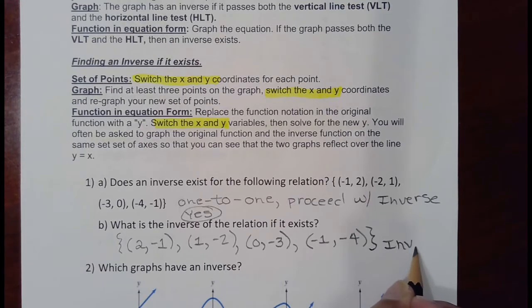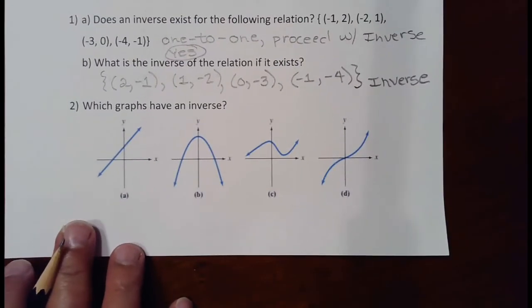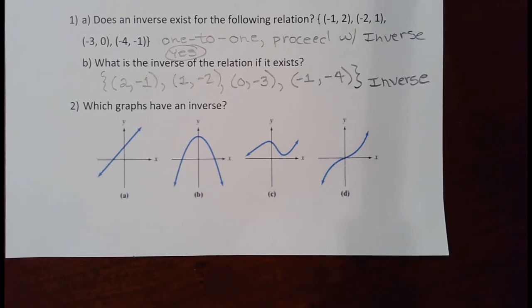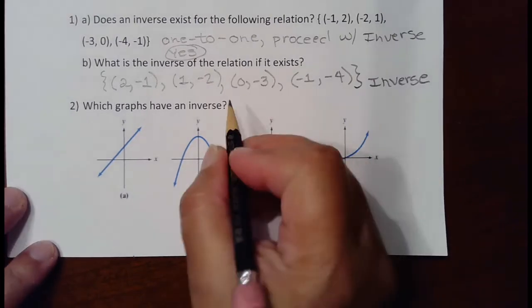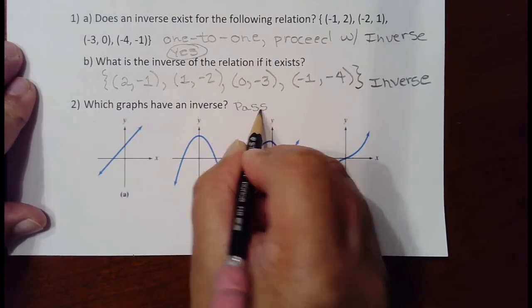Moving on to these graphs. In this particular set of examples, you haven't been asked to find the inverse, just to determine whether or not one exists. There will be a point where, in some of these problems, you'll be given a graph that represents the inverse. But for right now, let's just see if you can tell which of these has an inverse. If it does have an inverse, the graph has to pass the vertical line test and the horizontal line test.